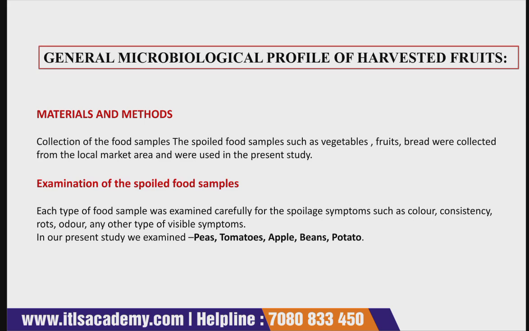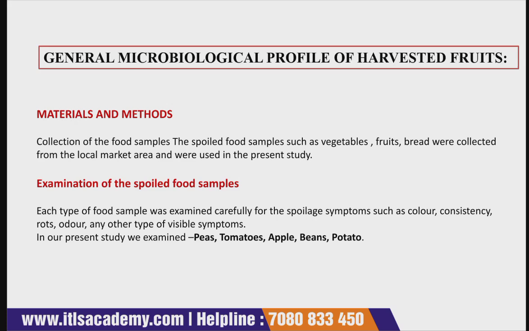When you say that the food is spoiled, there are different factors that lead to the spoilage. First, you check the quality of the food, like the symptoms: whether the color has changed or not, what the consistency is, whether there is any rot attack, or whether a bad odor is coming from that particular fruit or vegetable. These are visible symptoms that you check whenever you are purchasing any fruits and vegetables.